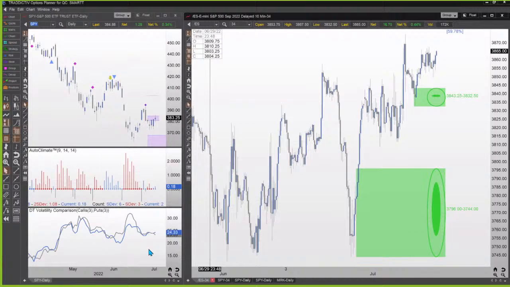Now, having said that, if the market opens gapping up and at the open we have a new dot that shows up here.